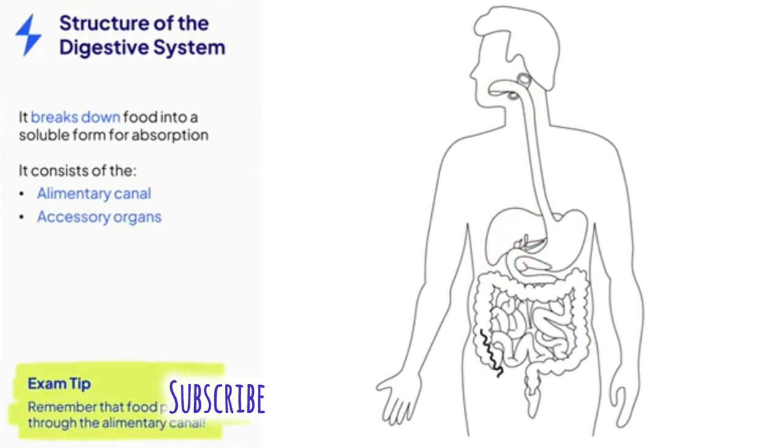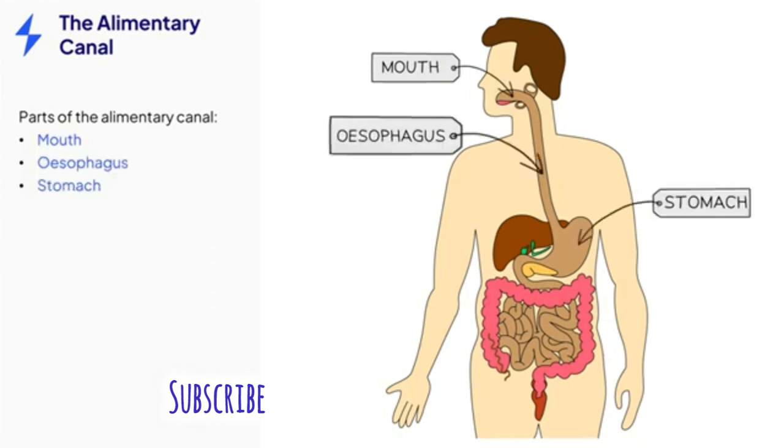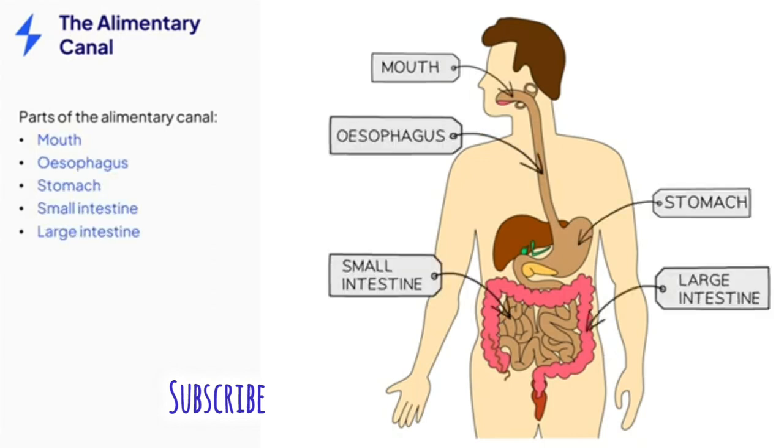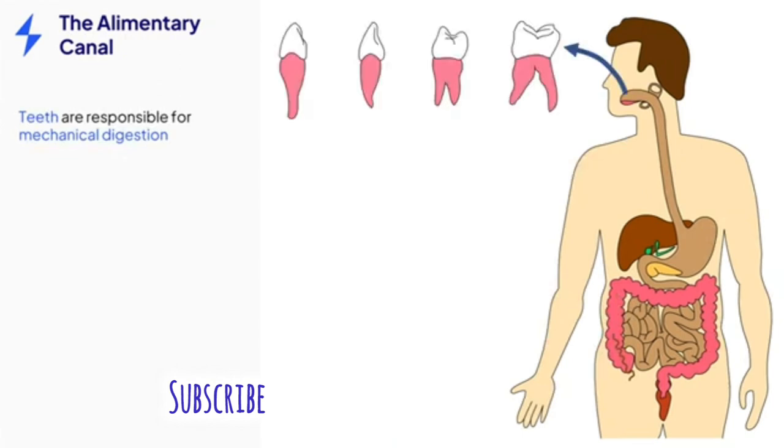If you have trouble distinguishing which parts belong to the alimentary canal, remember that it includes any part through which food passes. The parts of the alimentary canal include the mouth, esophagus, stomach, small intestine, and large intestine. Each of these parts perform a specific function during the process of digestion. The mouth contains the teeth, which will mechanically break down food into smaller pieces during chewing. This exposes more surface area for the action of enzymes.